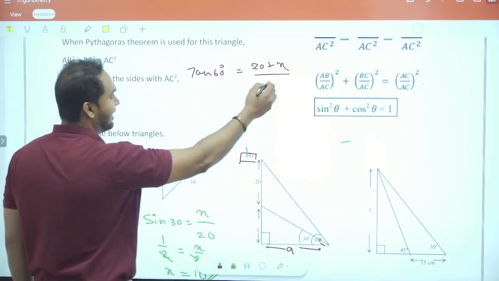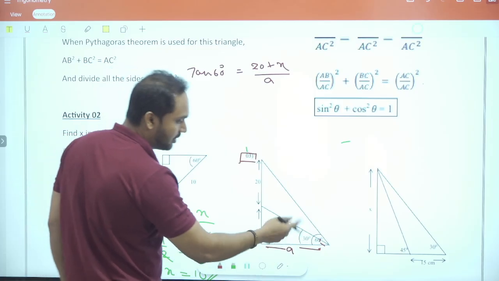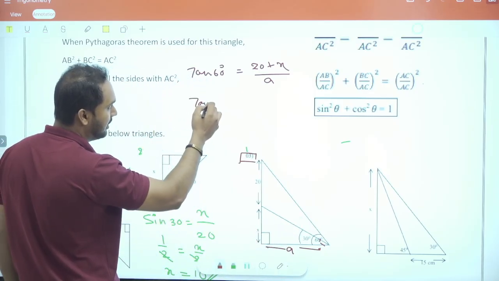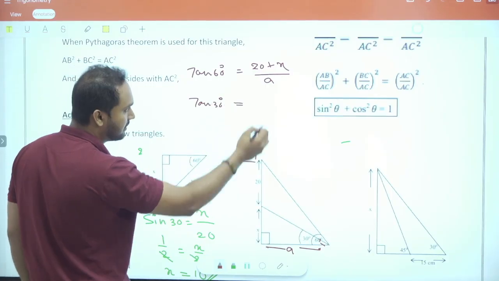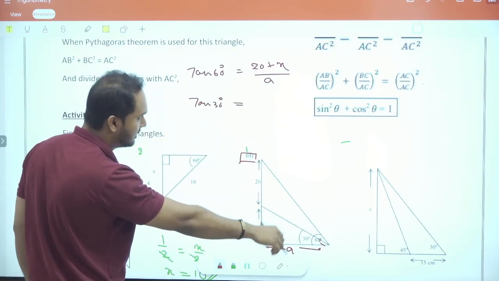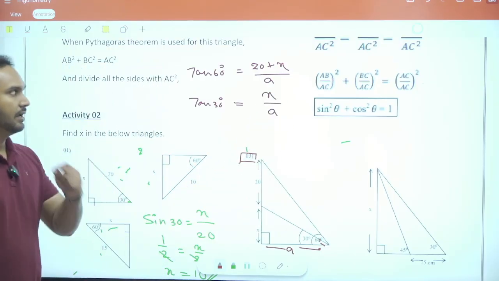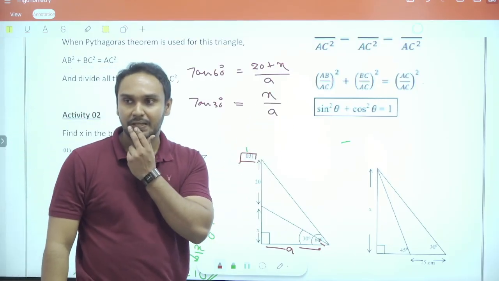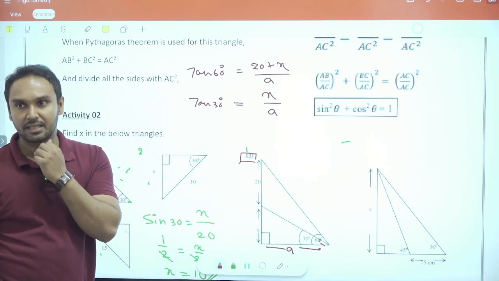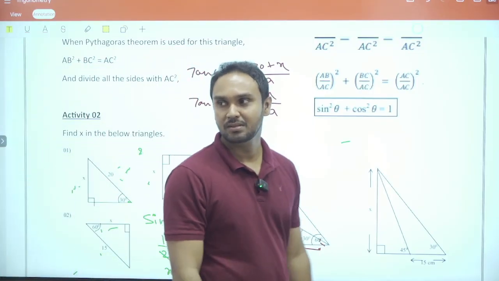Then again I'm going to put tan theta for the 30 degrees angle. That will be tan 30 equals what? Opposite over adjacent, isn't it? So that will be x over A. Now do you see it already? You can remove one of the values. Which value can you remove easily? A. You can remove A easily. How?